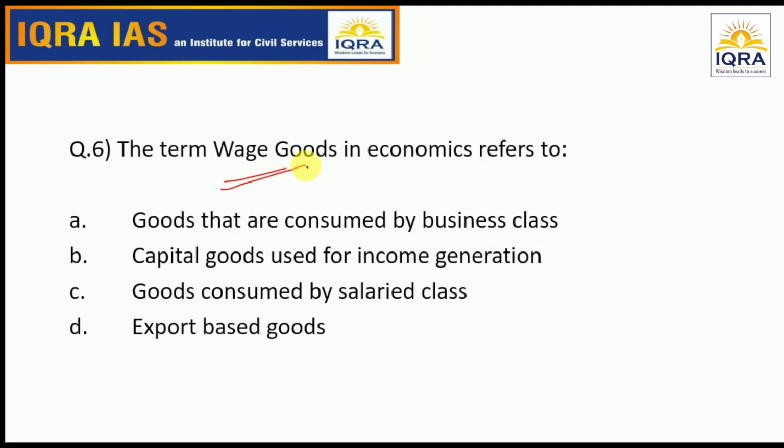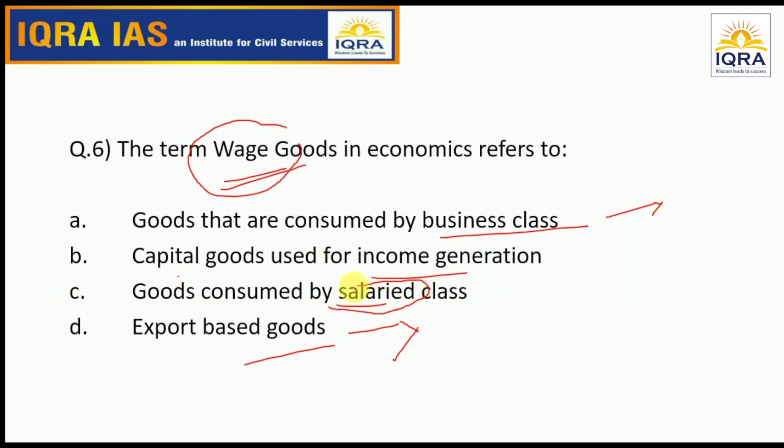The term wage good, from the very word, refers to goods that are consumed by, first, the business class; second, option B, capital goods used for income generation; consumed by the salaried class. Definitely this is not the business class. Export based goods, so we can do this by elimination also, and the correct answer is C, which is salary. So the nearest term to wage here is salary. It is not necessary that every time you must know the answer to the question. Sometimes you also have to go for the elimination technique. So this is a very straightforward question in that case.